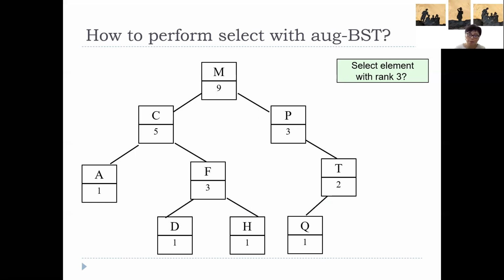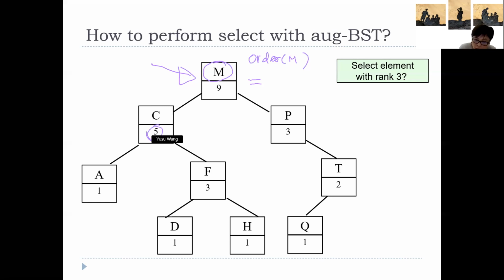So how do we do it? We start at the root. Let's first ask, what is the rank of the root? The order of the element M is, basically, I have 5.